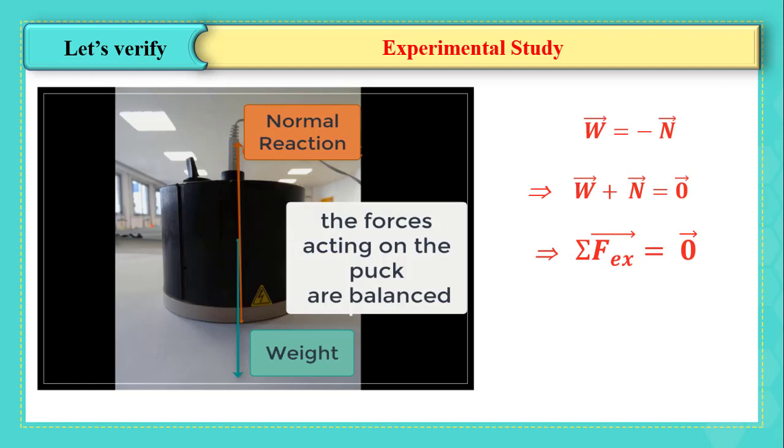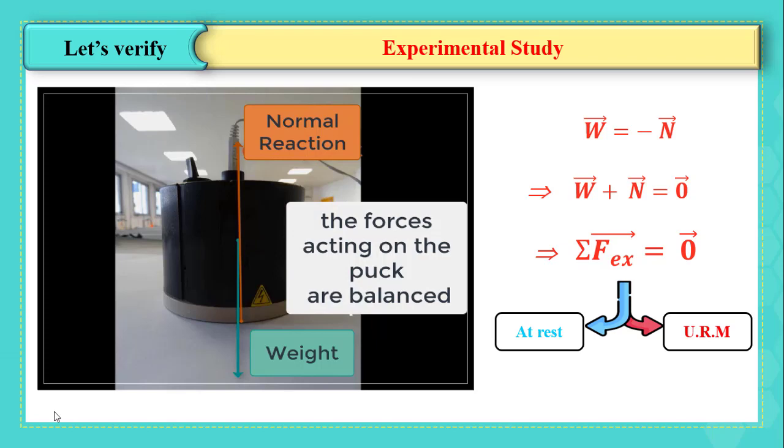So we can draw out the following conclusion. When the vector sum of the forces acting on an object is null, then we have two cases. Either if the system is initially in motion, it keeps moving with a constant velocity in a uniform rectilinear motion, or if it is initially at rest, it remains at rest where its velocity is equal to 0.